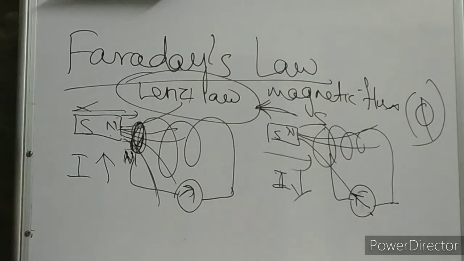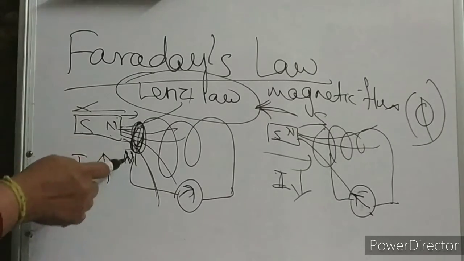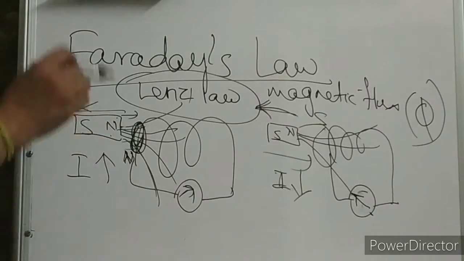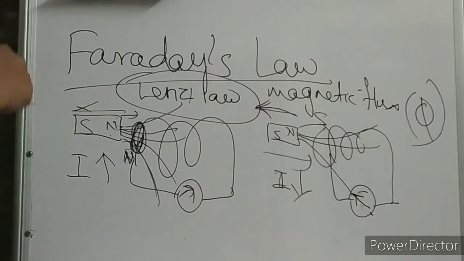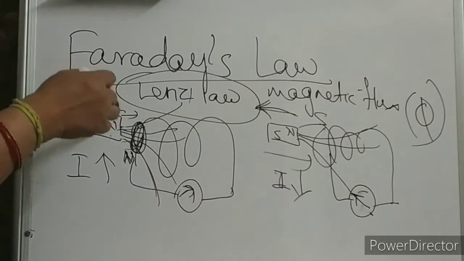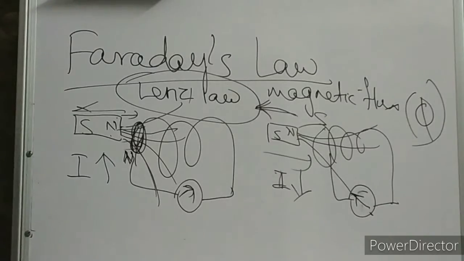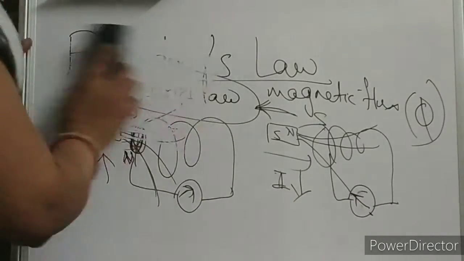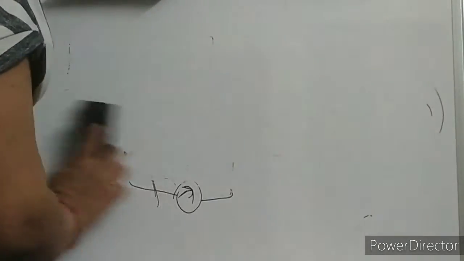Are you getting, children? Because of that, suppose north pole means anti-clockwise. Already we have studied. So on that face you will see anti-clockwise current flow, so one direction of deflection. And in this case, south pole means clockwise current direction, so you will get your deflection in the opposite direction. Is it clear, children? This is Lenz's law. Okay.